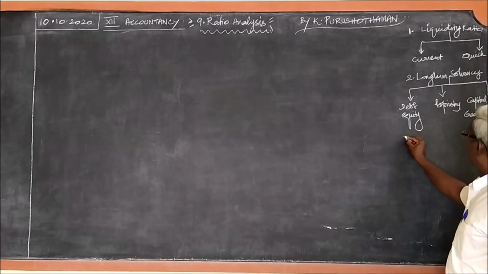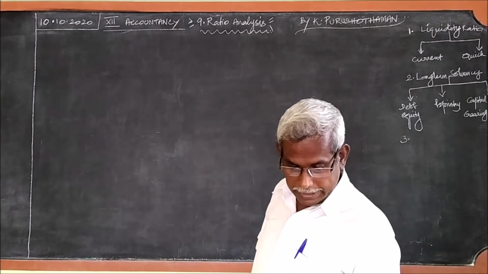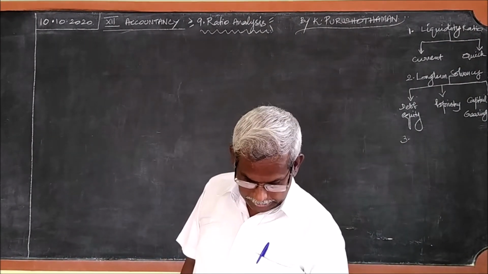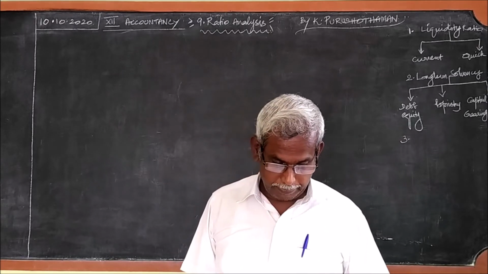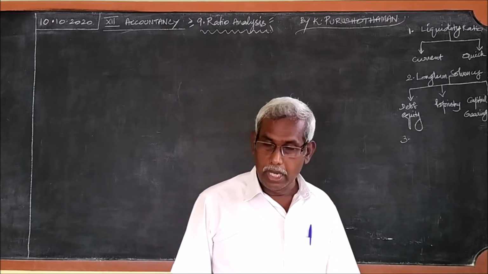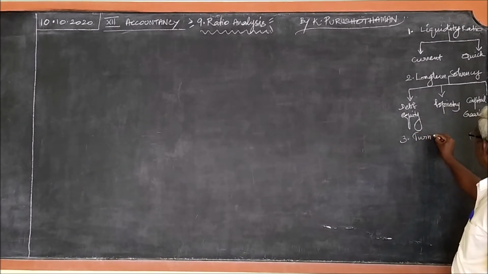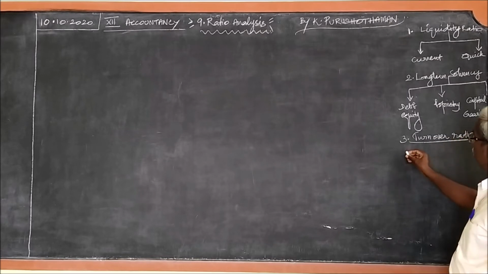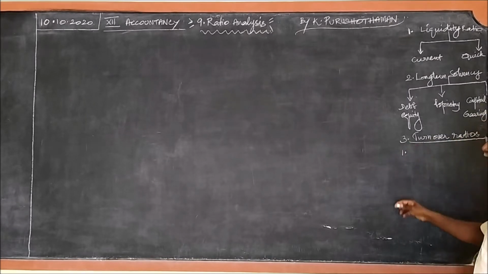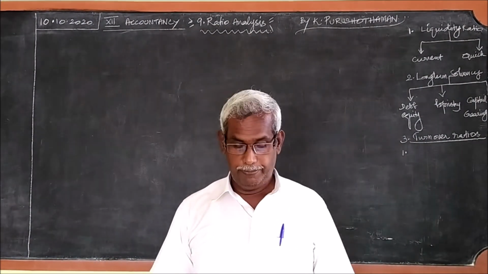The second type we have seen. Now we are going to see the third type, the turnover ratios. The turnover ratios are of four types. This is turnover ratios. That is what we are going to see. The first one we are going to see is inventory turnover ratio.